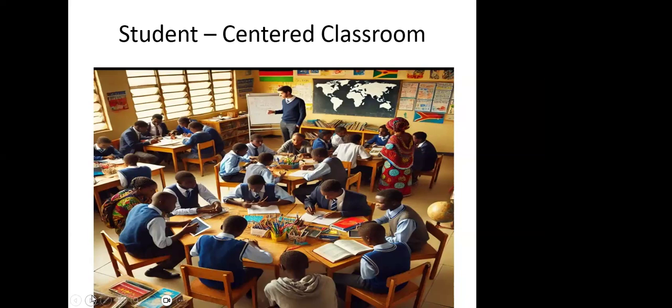So this is how the classroom is needed to look in the student-centered teaching system. This is how the student-centered classroom looks. A teacher should be there just as an observer, as a facilitator, giving some small instructions to students on what to do, but not dominating the discussion.